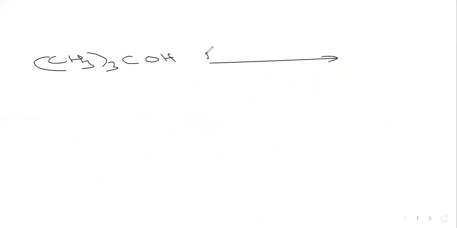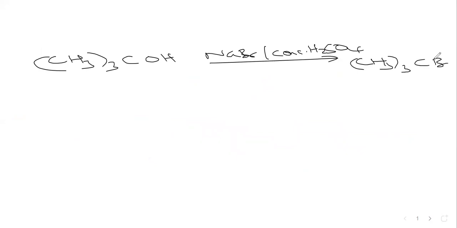For example, I have this tertiary alcohol, COH. If I react it with sodium bromide and concentrated sulfuric acid, it will give me CH3, and then CBr. In brief, this reaction is indirect reaction of the alcohol with the hydrogen bromide.